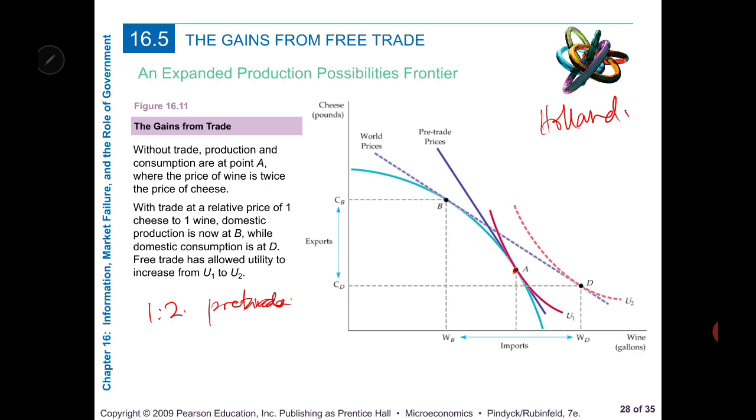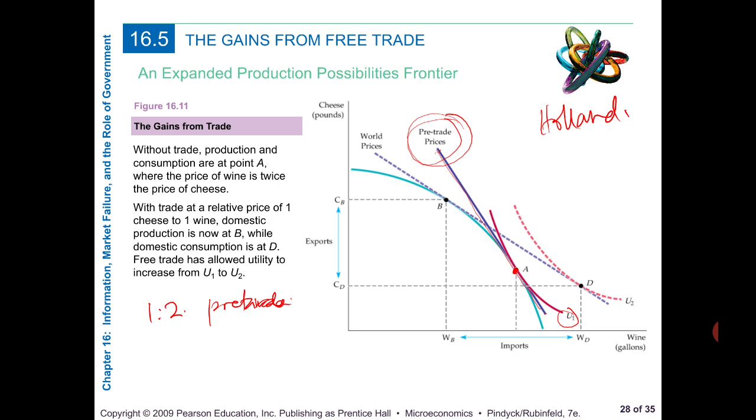But let's say they choose to trade. Okay, so I'm showing the pre-trade price here. This is the price line, yeah? And therefore, this is the equilibrium, which is at the tangent point of U1 and the PPF. Okay, and the price is this purple line. So this is the pre-trade price or pre-trade ratio of price.